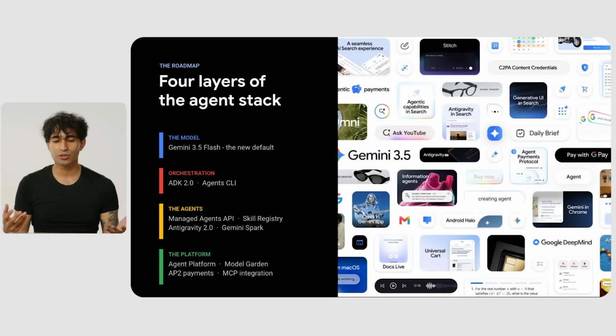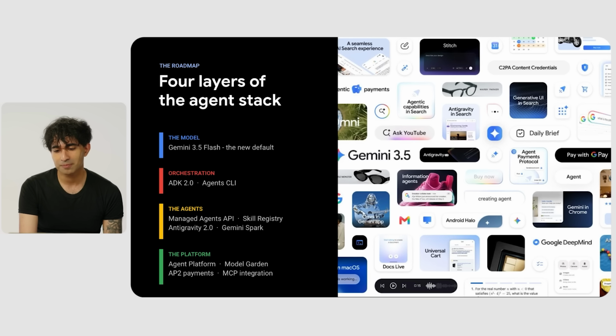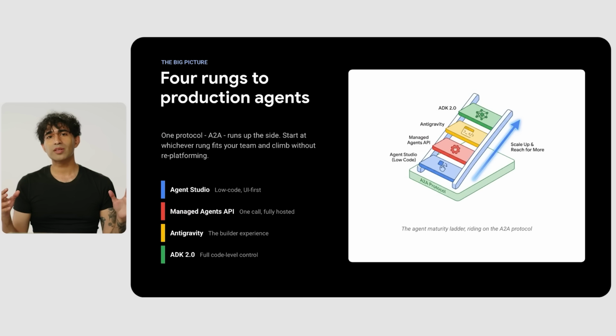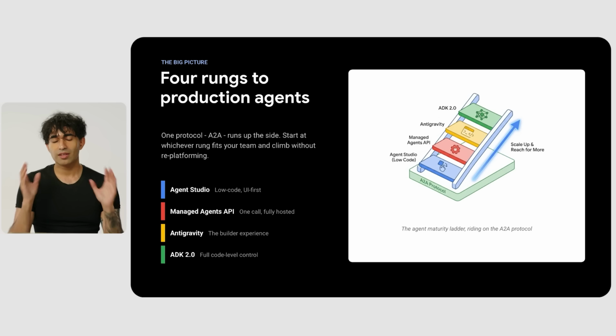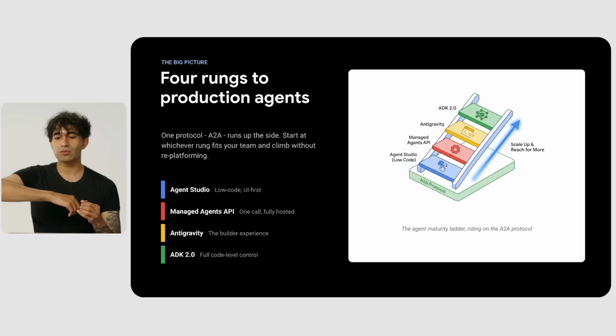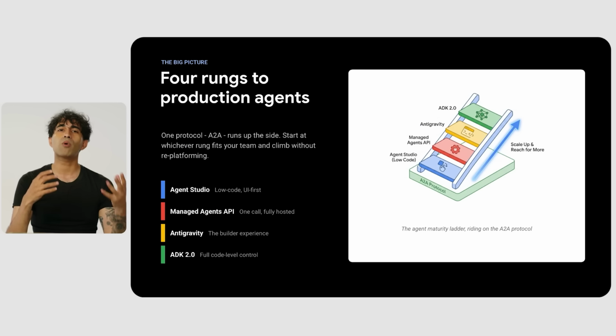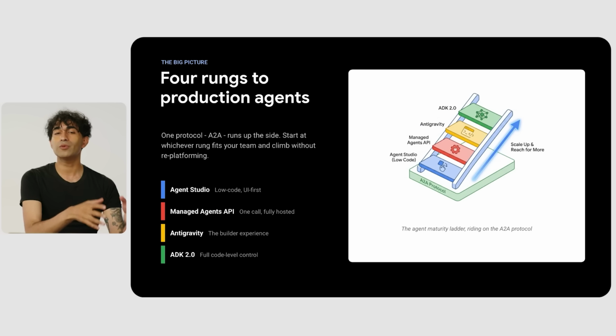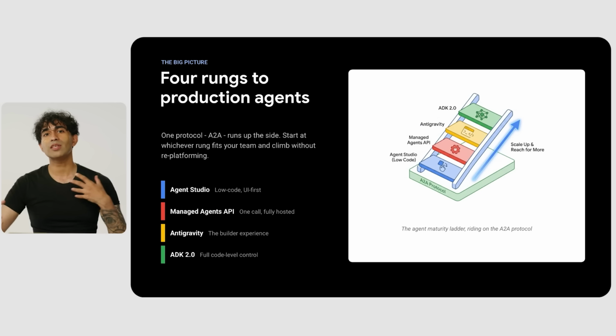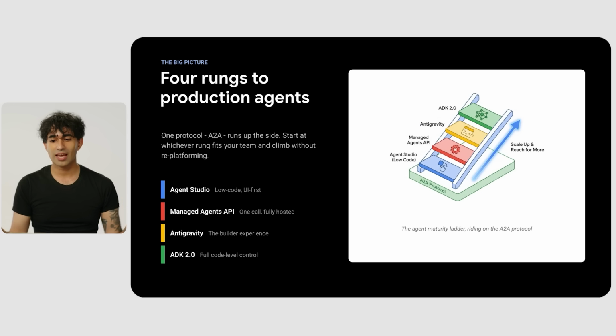And then we have the platform, which includes the agent platform that we announced at Next, as well as things like Model Garden, which have just continued to get better and better over time. So I think about this in terms of 4 rungs to get your production agents in place. If you picture a ladder, we have a rail running up to the side, and that rail is really A2A. It's the agent-to-agent protocol. So everything that you see here interops. Even though we've given you more and more optionality in terms of where you can start building agents, all of these solutions can interop together using A2A.